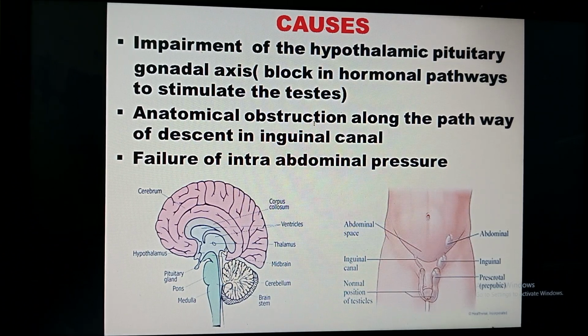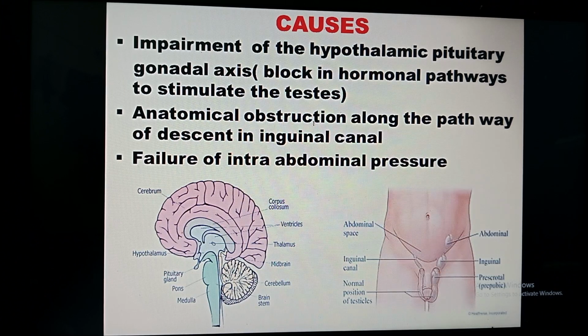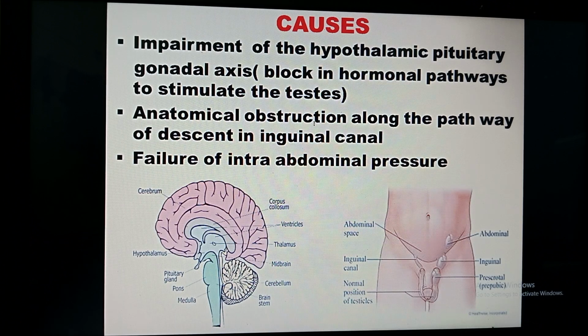The third cause is failure of intra-abdominal pressure. This mechanism takes place all at a time. When the stimulus comes from the brain, the push-up force occurs. At the same time, intra-abdominal pressure increases. This pressure also puts in effort to pull the testis to its normal position. So if there is no intra-abdominal pressure due to various other causes, the pulling force is absent, and the testis will not reach the normal position.